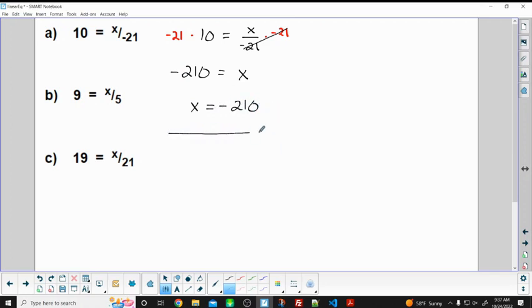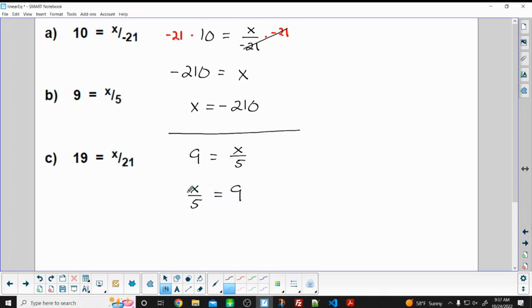So let's go ahead and do the second one now. We have 9 is equal to x over 5. And if I want, I could flip this over right in the beginning and say, you know what, I want my x on the left side. I'm not going to flip it at the end, I'm going to flip it now.